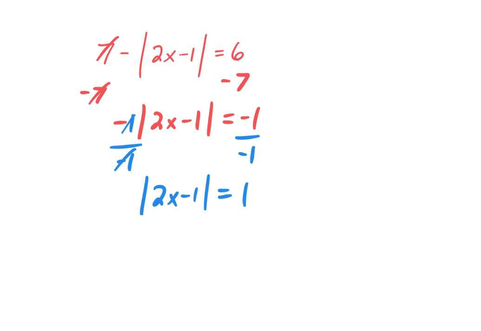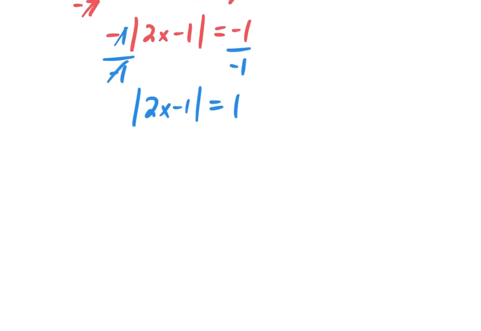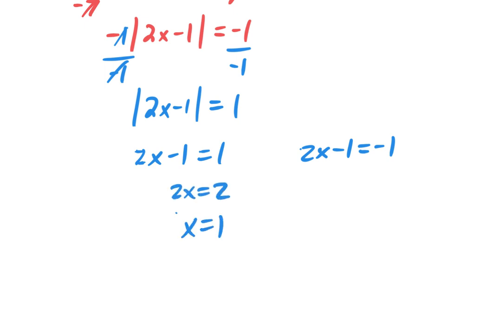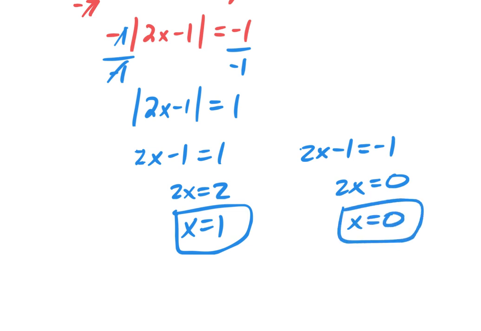And over here we have a +1. Both of those are good things, right? We can now do this. And now we will do our two equations. 2x minus 1 equals 1. 2x minus 1 equals -1. X equals 1. X equals 0. And those would be our two solutions.